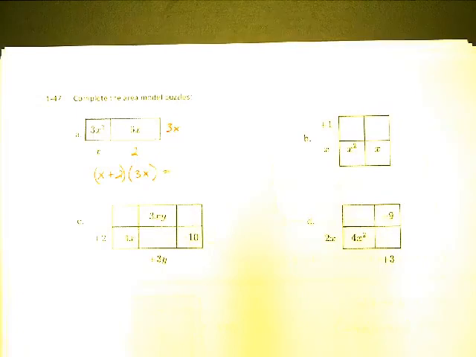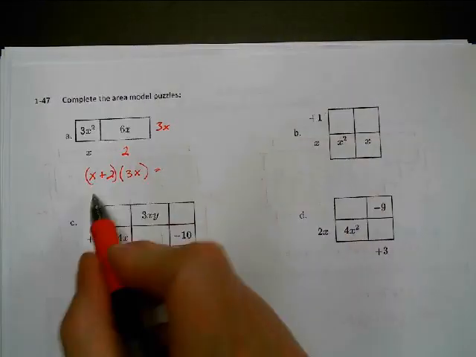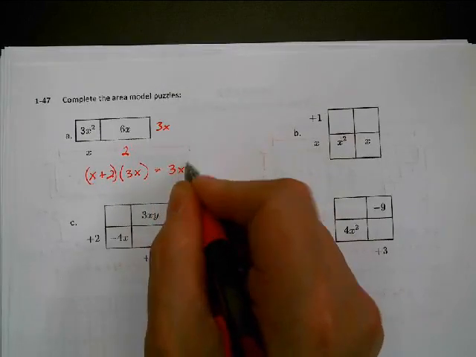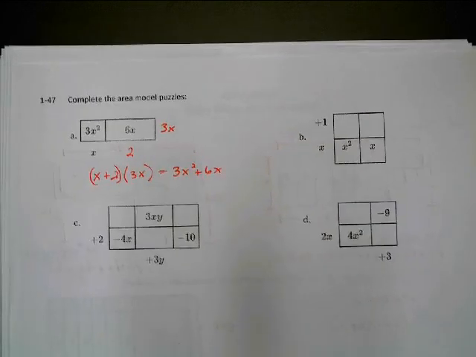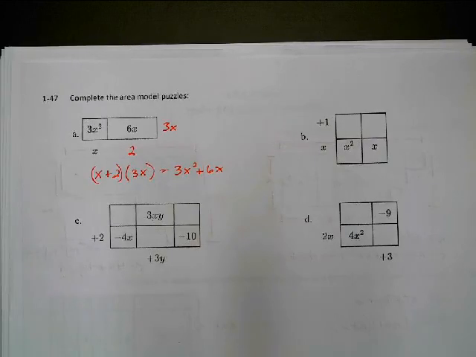All right, so this is just saying that x plus 2 times 3x is equal to 3x squared plus 6x. So basically, on these puzzles, I'm writing them as products and sums. All right, now let's do this one.